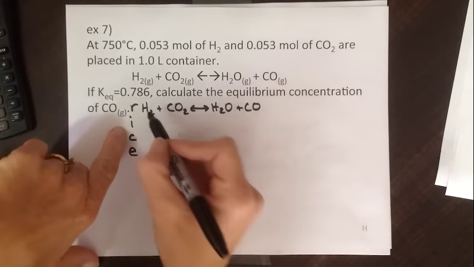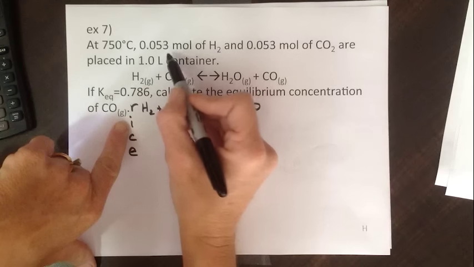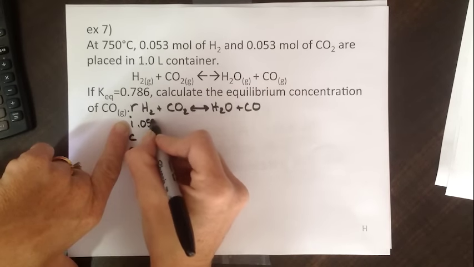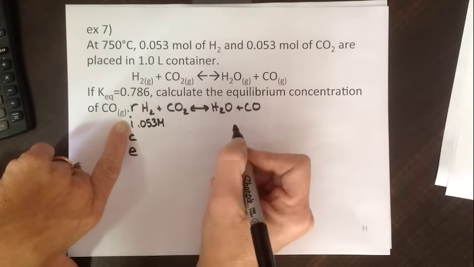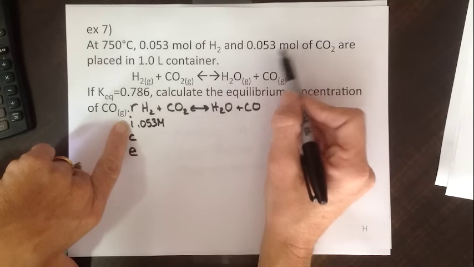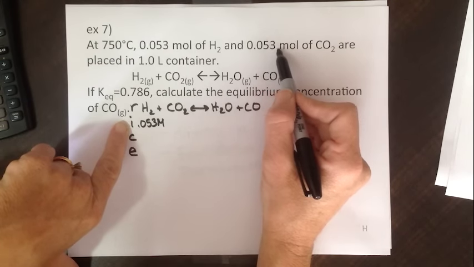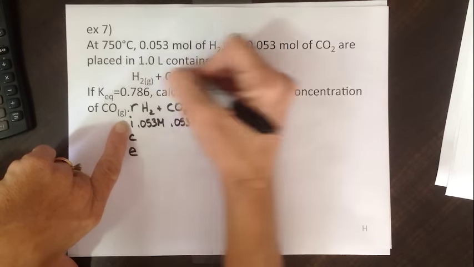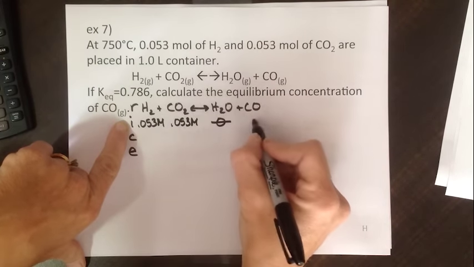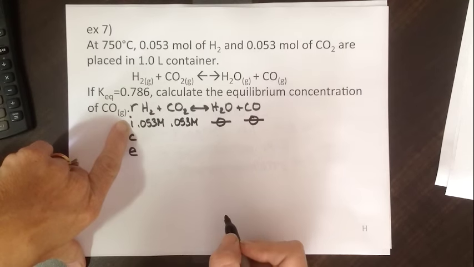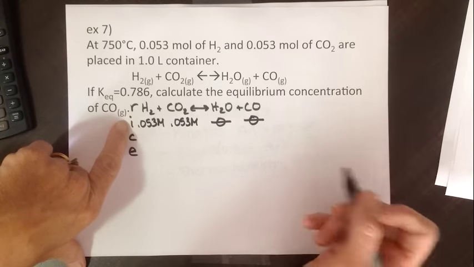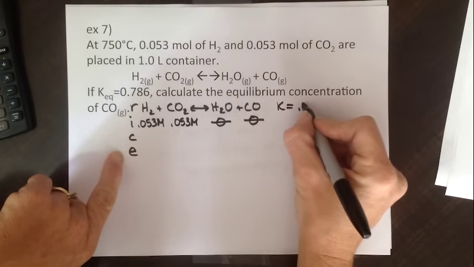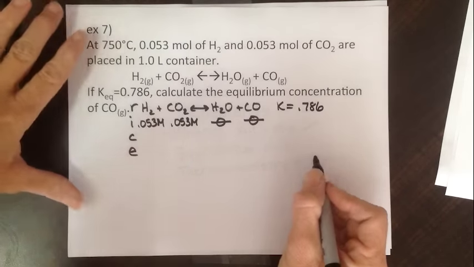I'm going to fill in what I know. The initial concentration of hydrogen was 0.053 divided by 1, which is 0.053 molarity. The initial concentration of carbon dioxide was 0.053 divided by 1, which is 0.053 molarity. It doesn't say that I put in any water or any carbon monoxide, so it's 0. If they don't say anything, assume they didn't put it in there. And I know K is going to equal 0.786.